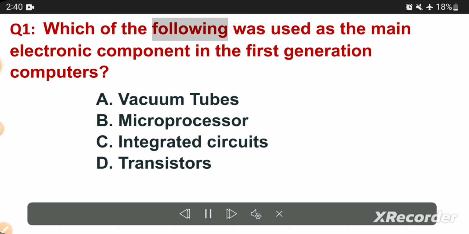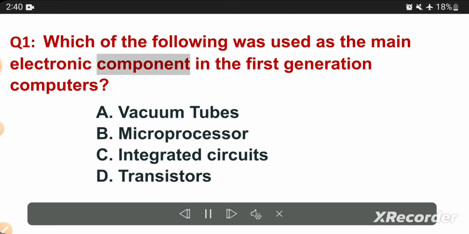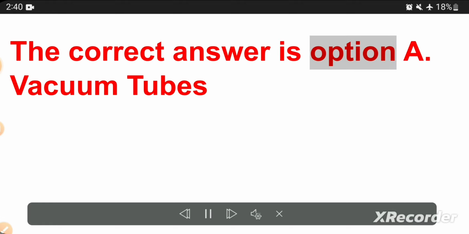Q1. Which of the following was used as the main electronic component in the first generation computers? Vacuum tubes, microprocessor, integrated circuits, transistors. The correct answer is option A.